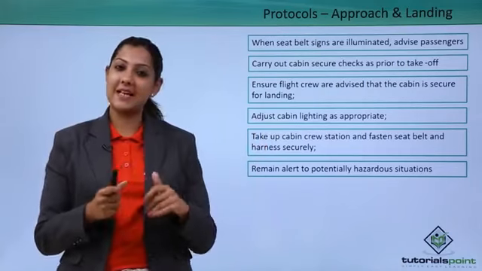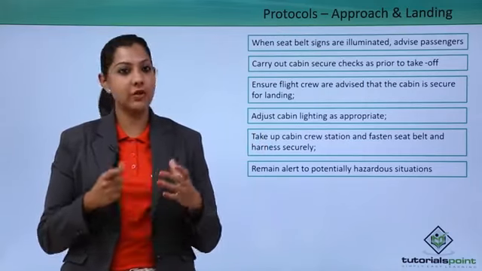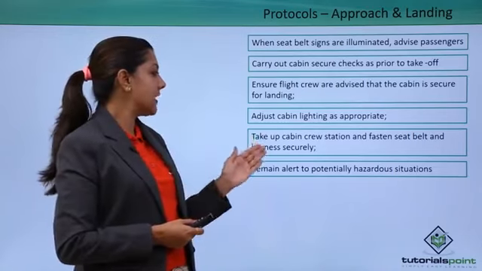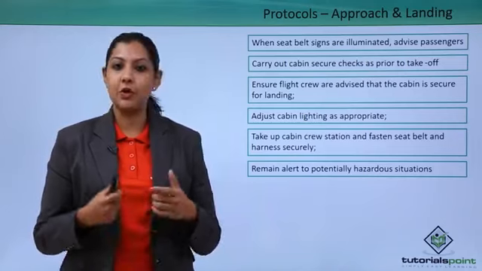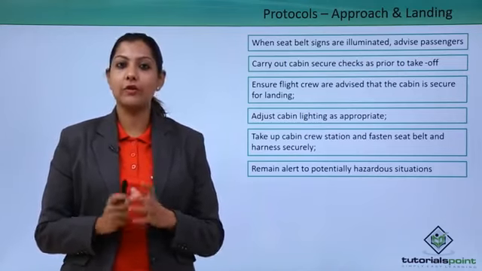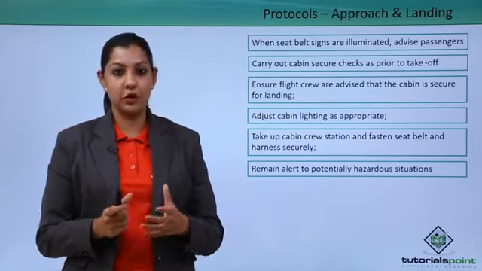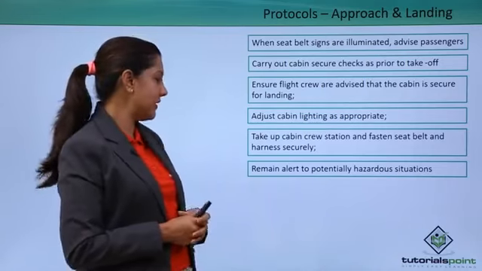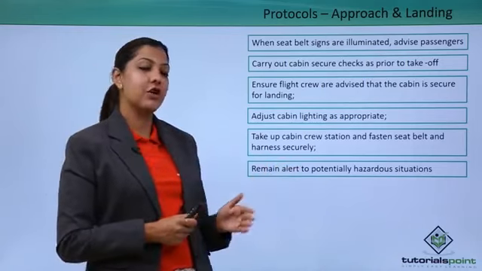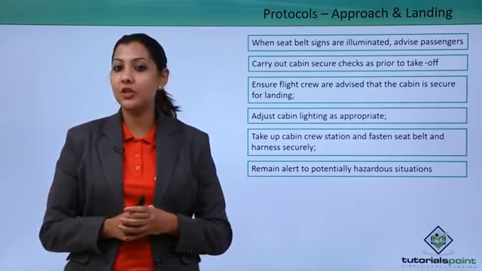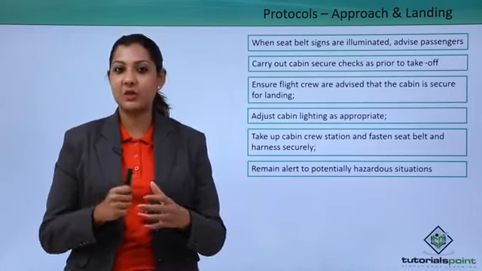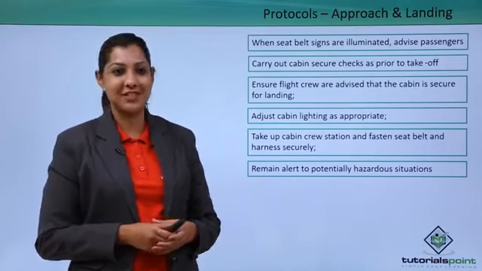Adjust the cabin lighting as appropriate. So dim the cabin lights or even switch off the cabin lights. Take up the cabin crew station. Make sure your seat belts are fastened and you're sitting in your normal positions or your designated crew positions. Remain alert to any kind of hazardous situation. So that is again a time before landing wherein you need to ensure that you're alert to any kind of suspicious movement from the passenger side.